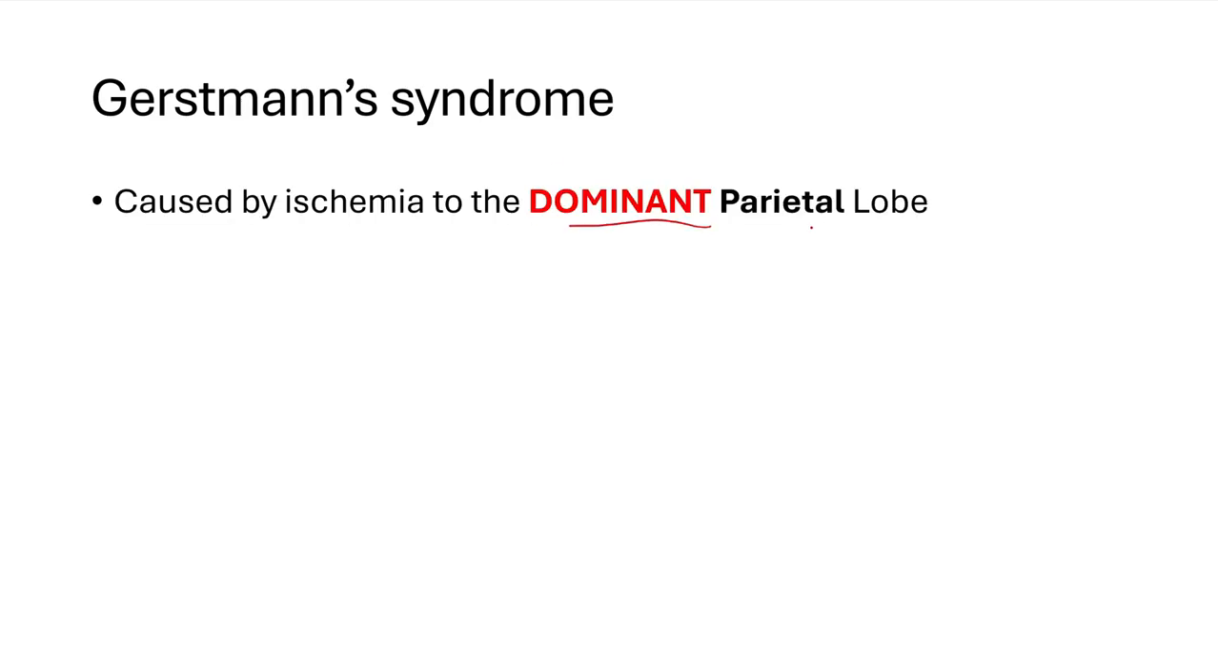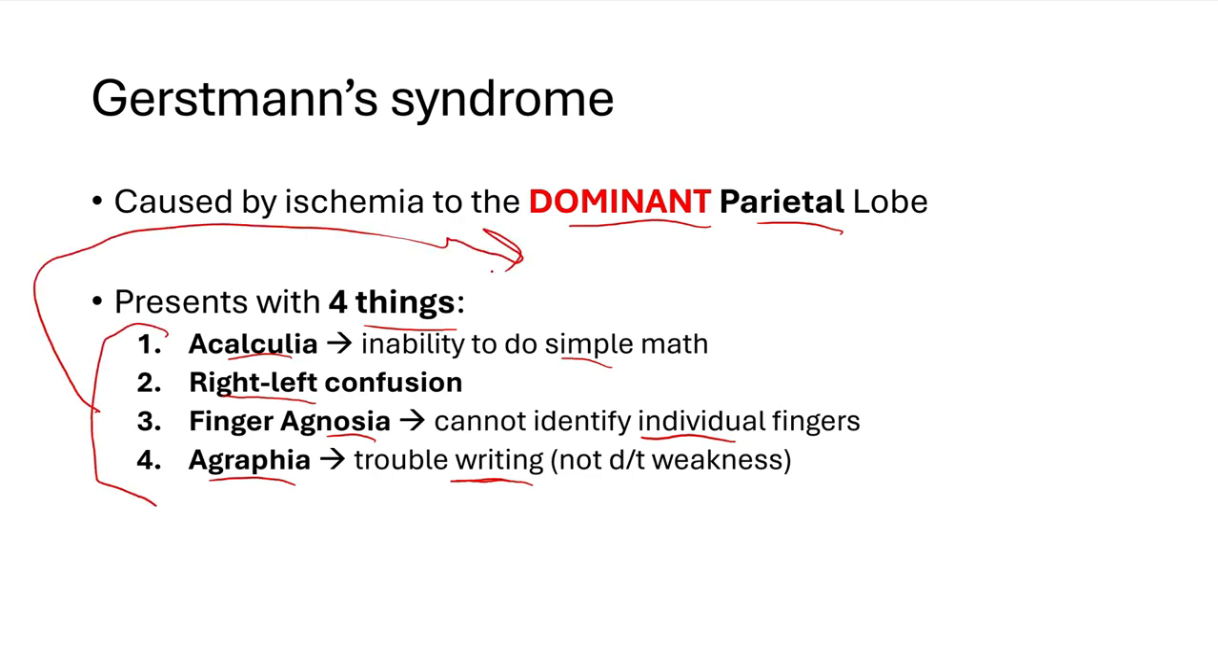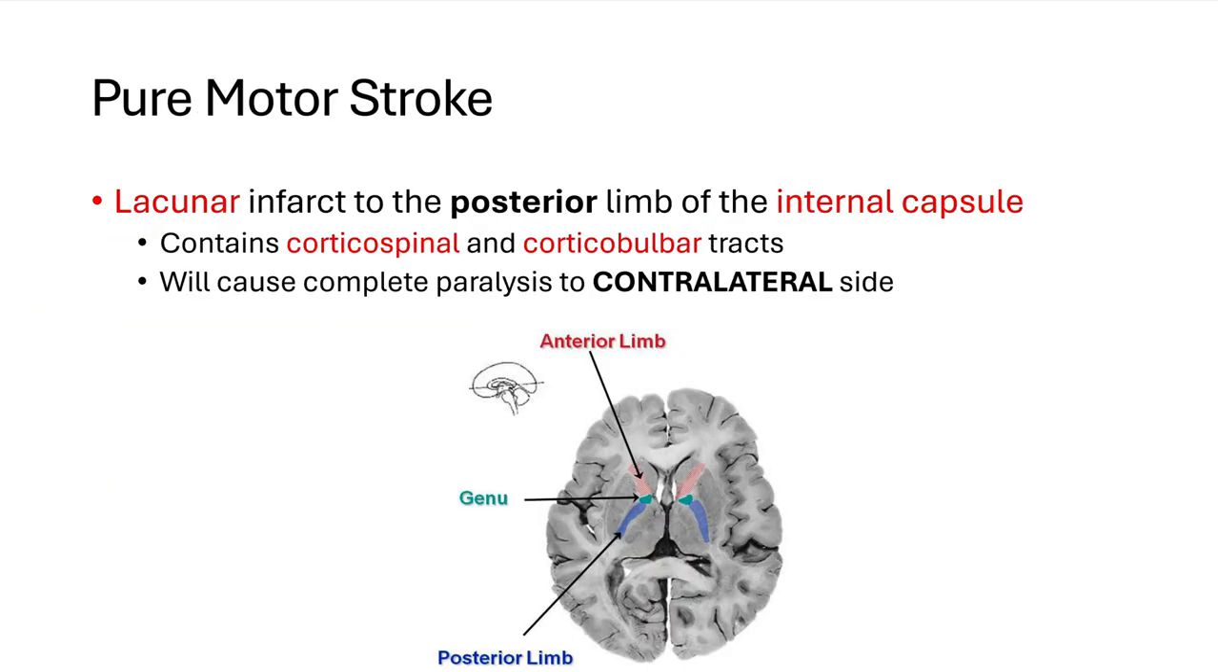Gerstmann syndrome is caused by ischemia in the dominant parietal lobe. This typically presents with 4 things: acalculia, or the inability to do simple math; right-left confusion, which is exactly what it sounds like; finger agnosia, where you cannot identify individual fingers, such as the thumb or the pinky or the index finger; and then agraphia, which is trouble with writing, not secondary to weakness. If you see these 4 things on exam day, be on the lookout for a dominant parietal lobe lesion as your answer choice.